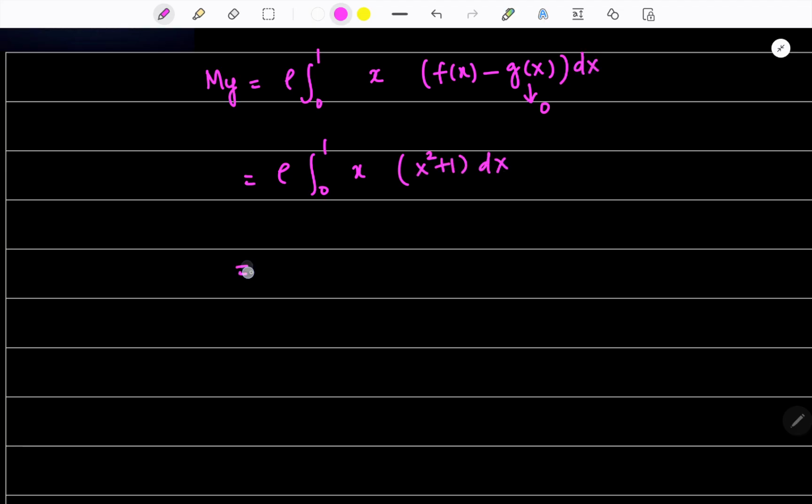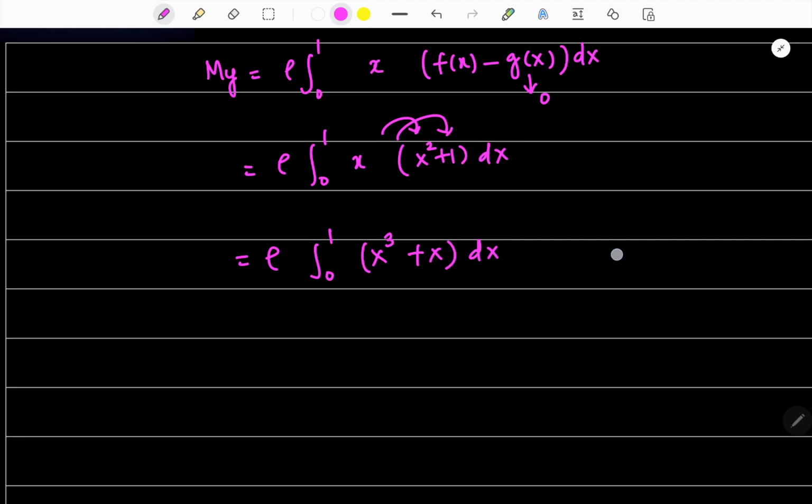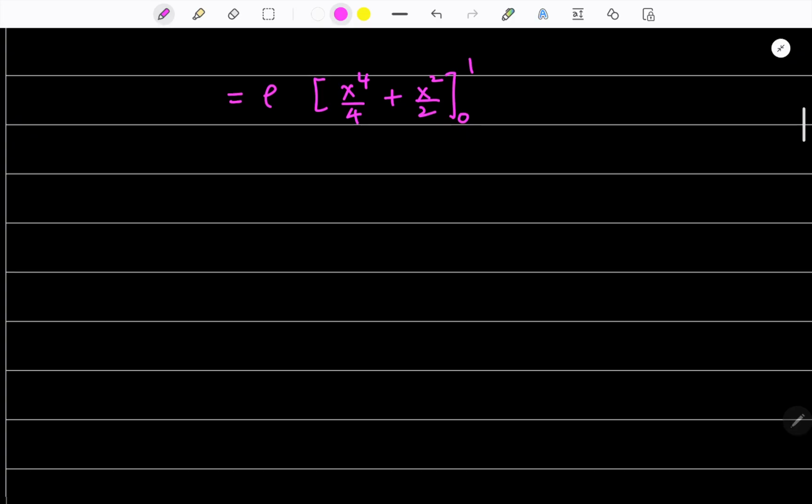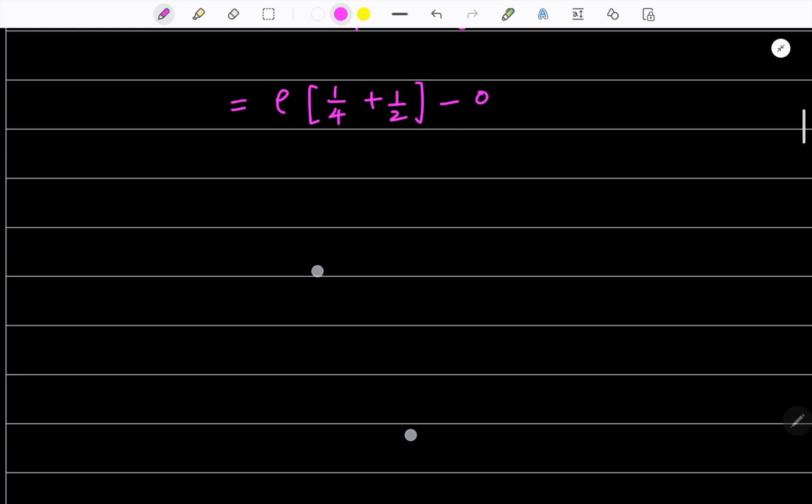Every time you put dx, please. So rho integral 0 to 1, I just multiply this, which is x cube. I multiply this one, which is x times dx. So this equals, in rho bracket open, integration gives x power 4 by 4 and x square divided by 2, 0 to 1. So this equals rho, upper limit substitution 1 by 4 plus 1 by 2, lower limit substitution 0. So 1 by 4 plus 1 by 2 is what? 3 by 4 rho. Okay, this is your My.